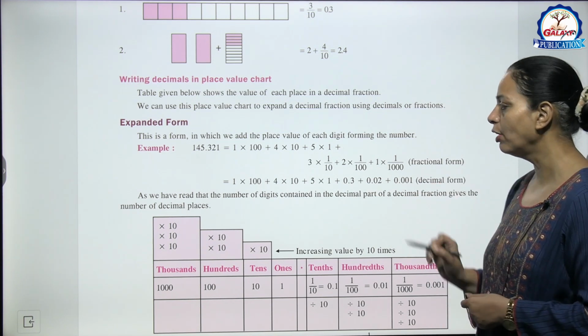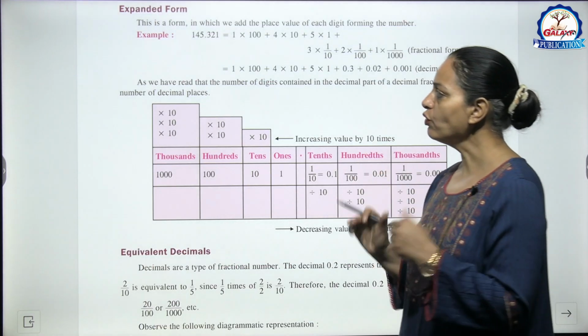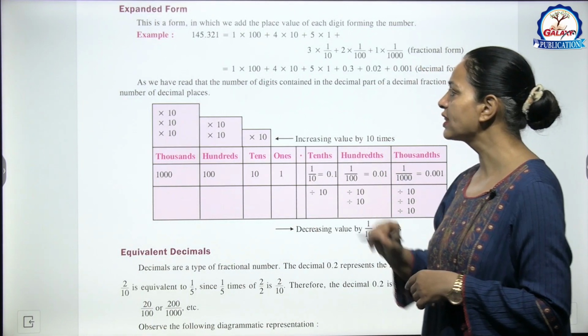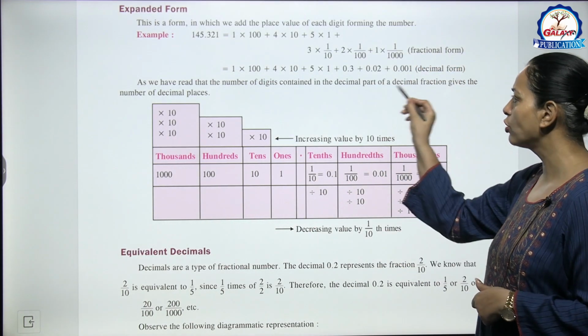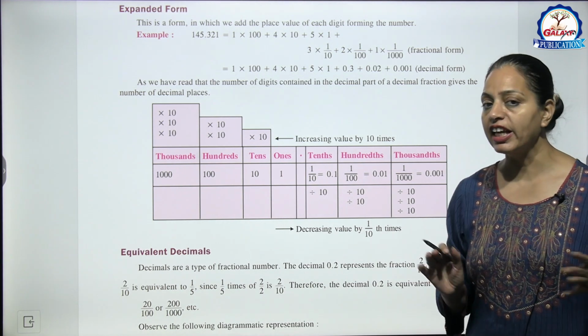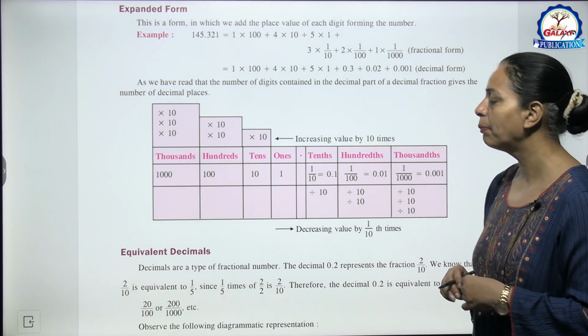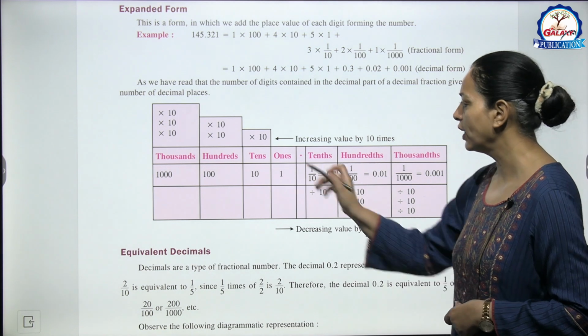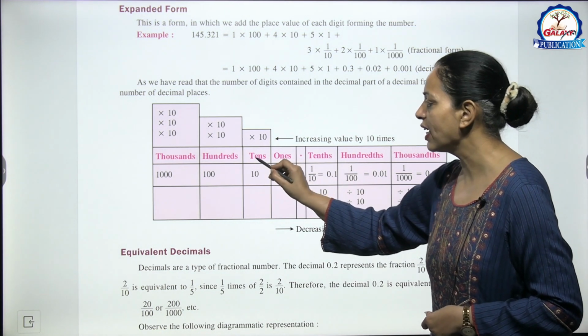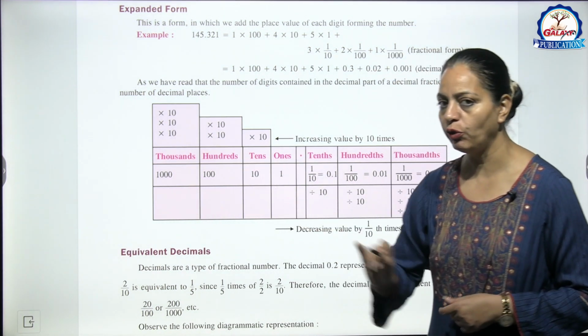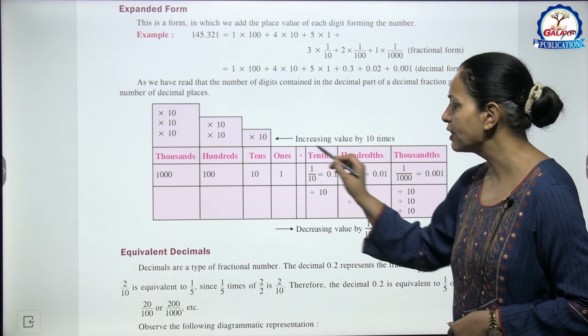This is the decimal form, right? As we have read, the number of digits contained in the decimal part of a decimal fraction gives the number of decimal places. So here you can see ones, tens, hundreds, thousands, we know this one. Now this is the decimal point.